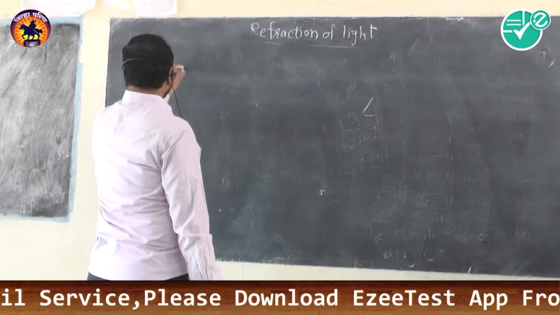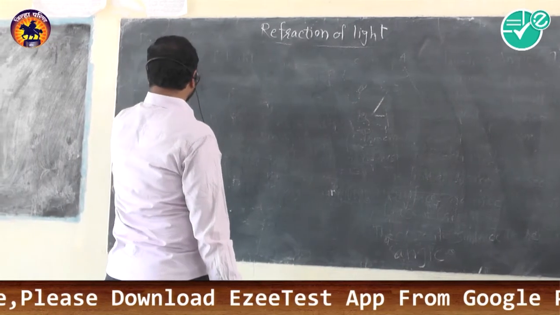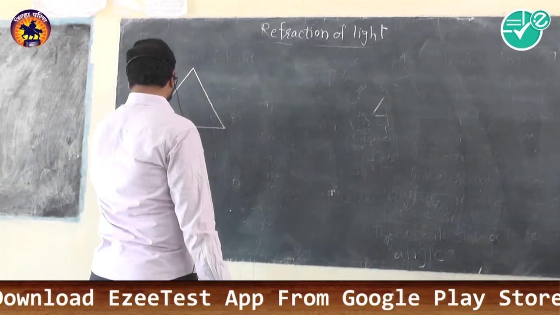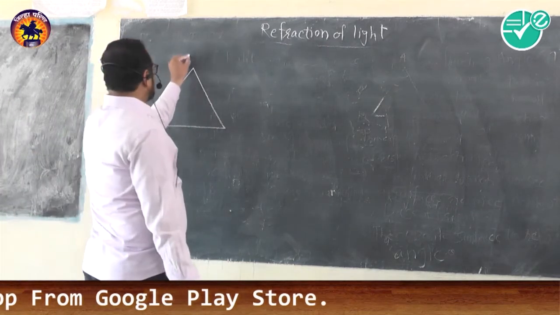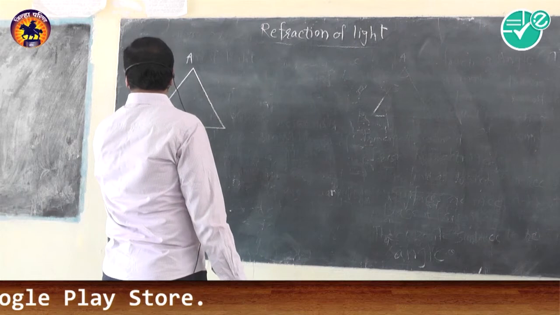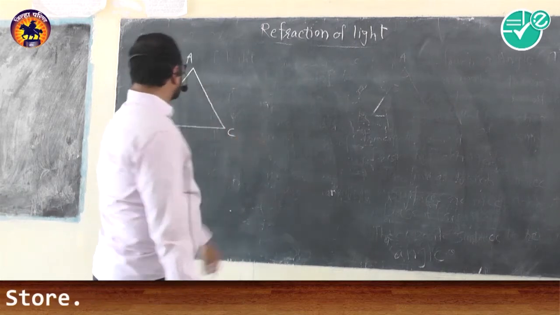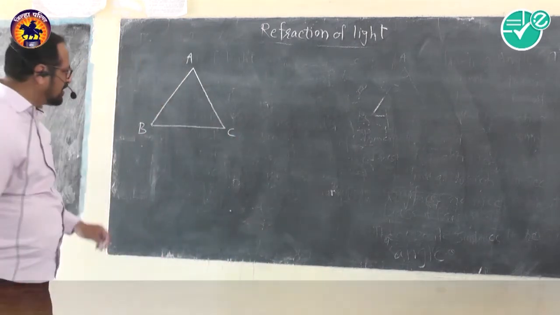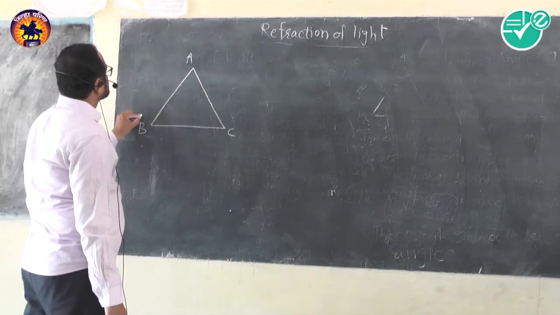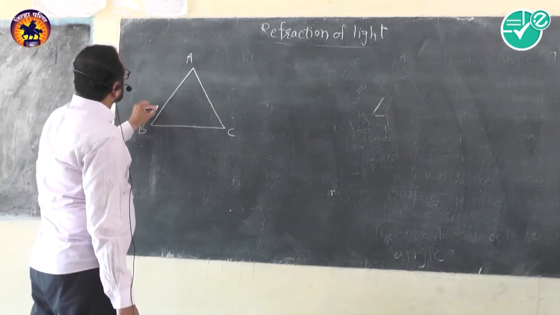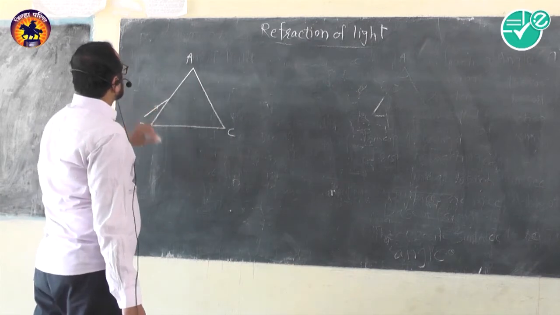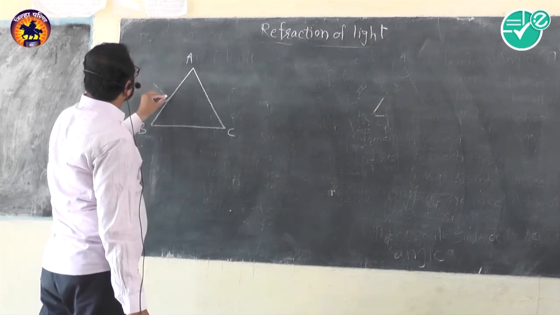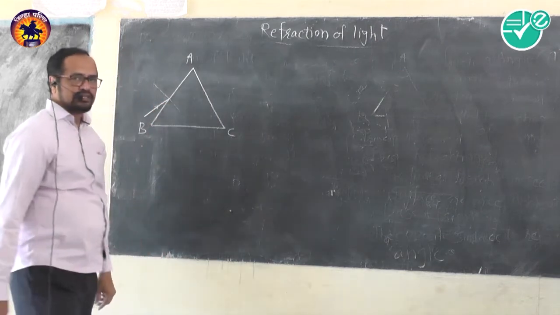Now we will draw a simple diagram of this, that is the prism. ABC is the principal section of the prism, and if a white light is incident, then this white light is refracted. Now we draw here the normal.